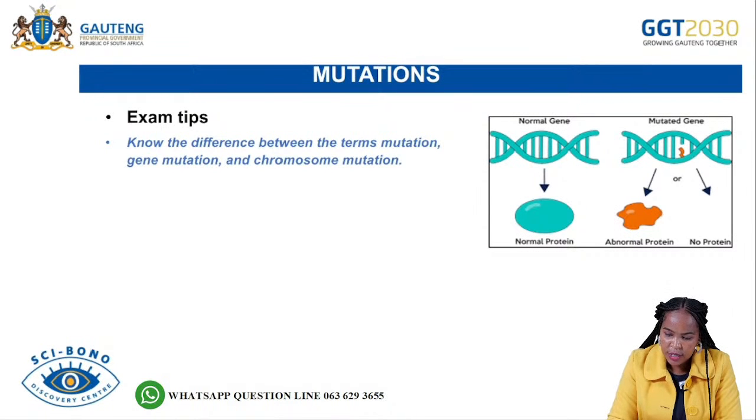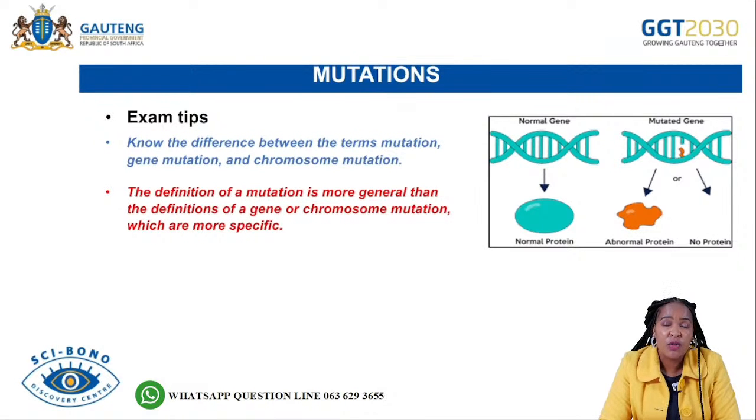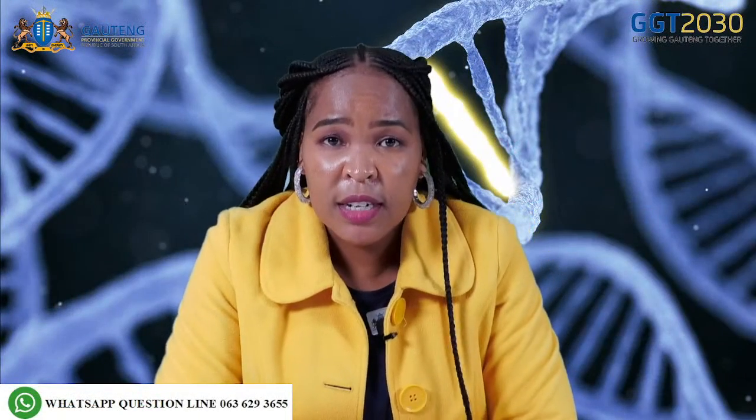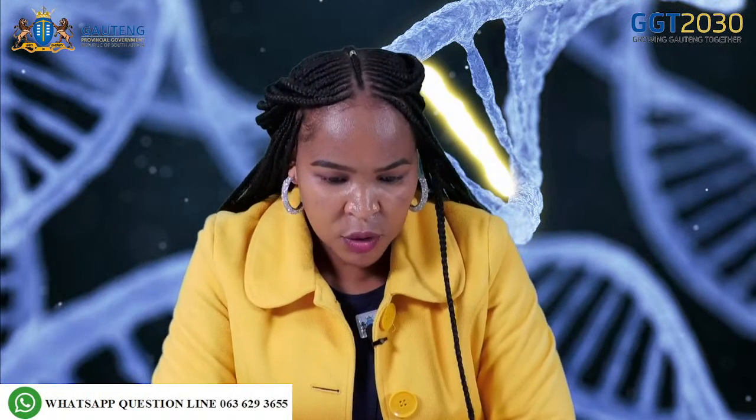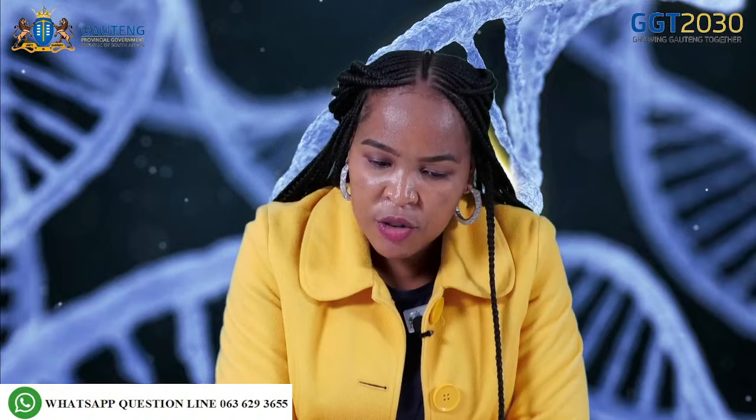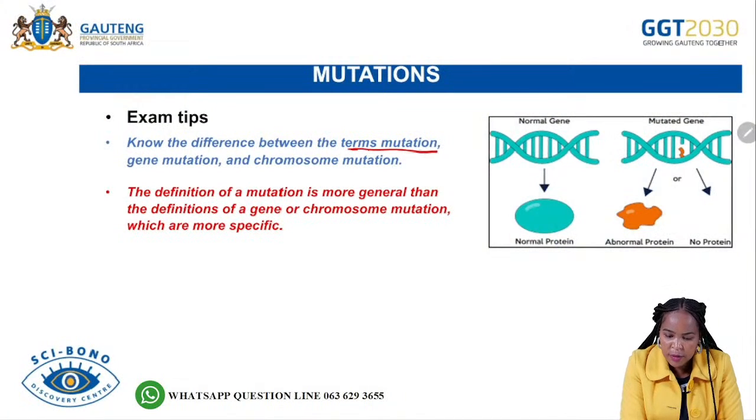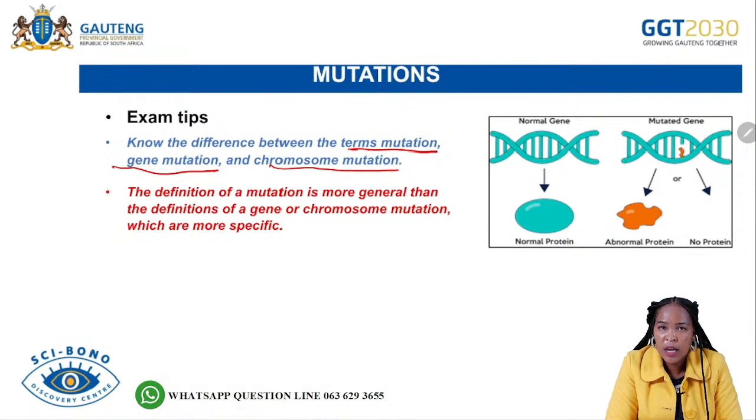But before you get into the definitions, let us look at some exam tips that you need to take with you when you enter the exam. Some of these exam tips come from mistakes that were made by previous candidates, those who came before you, so we need to rectify those mistakes with you. The first one is, as I have already explained, that you need to know the differences between the terms mutation, gene mutation, and chromosome mutation. Most of the learners make a mistake when it comes to this one. They think when you speak about mutation, it's gene mutation all around. So you need to specify.